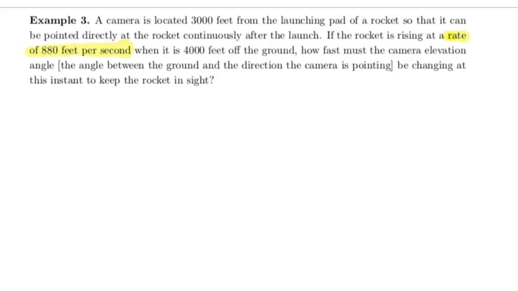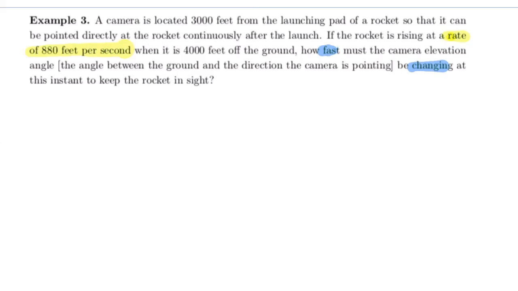And then the question is asking how fast is the camera's elevation angle changing? So keywords: fast, how much is the angle between the camera and the ground changing. Those are things about rates to keep this rocket in sight. Okay, so we've identified there's two quantities, the height of the rocket and this angle, right? We know one of their rates, we want the other one.